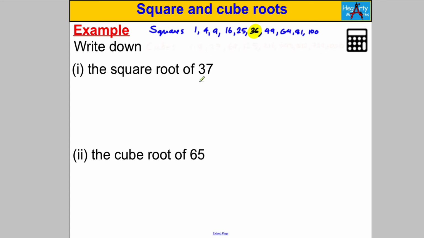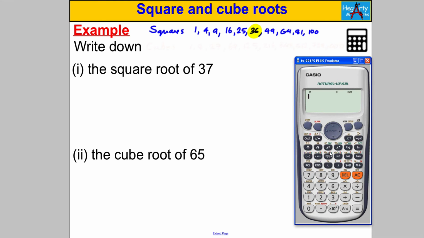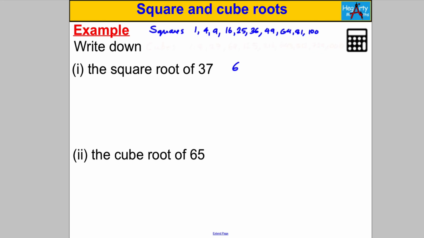But 37 is not a square number, so if we square root it, it's going to be some decimal, and we're allowed to get our calculator out and type square root, there's a button for it, 37, and you can see that it's a decimal answer. So let me just write down 6.08 dot dot dot. But do remember, there must also be the negative version of that, negative 6.08 dot dot dot.